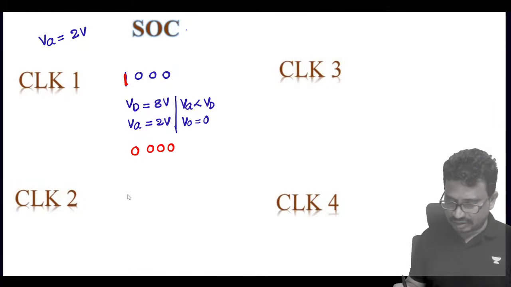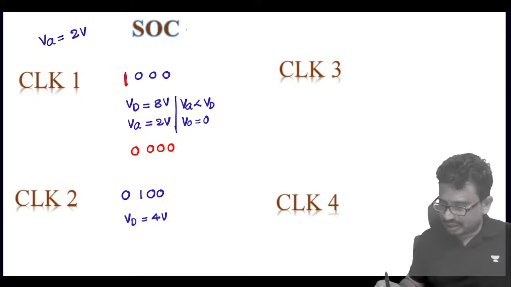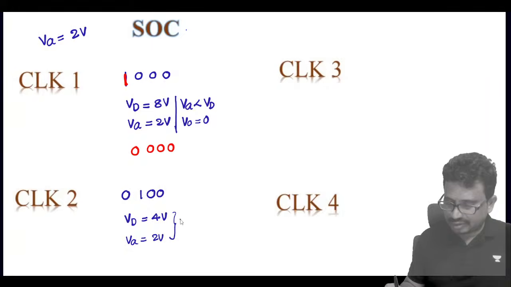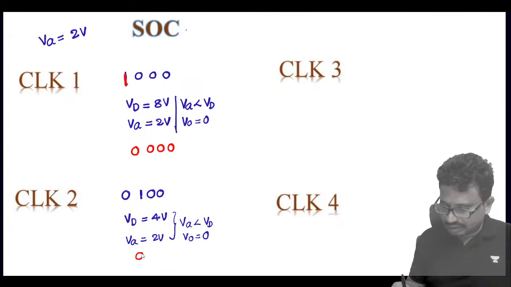Next, at the second clock, this value is 0 and the next bit it will make as 1. Now we'll see: the digital value here is 4 volts. Analog value is 2 volts. It will compare these two. So VA is less than VD, then the output value is 0. So it will clear this bit also. At the end of the second clock, this is 0 0 0 0.